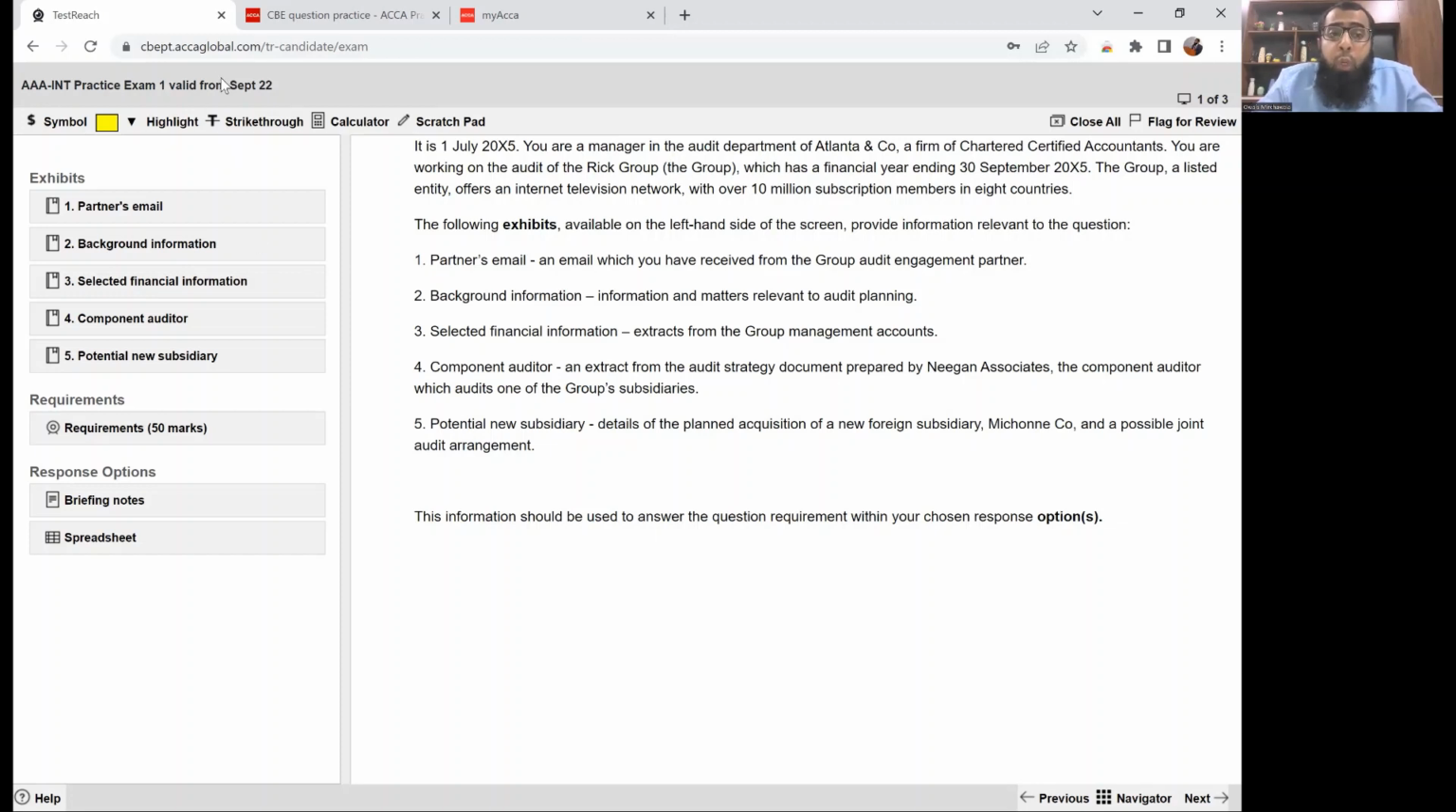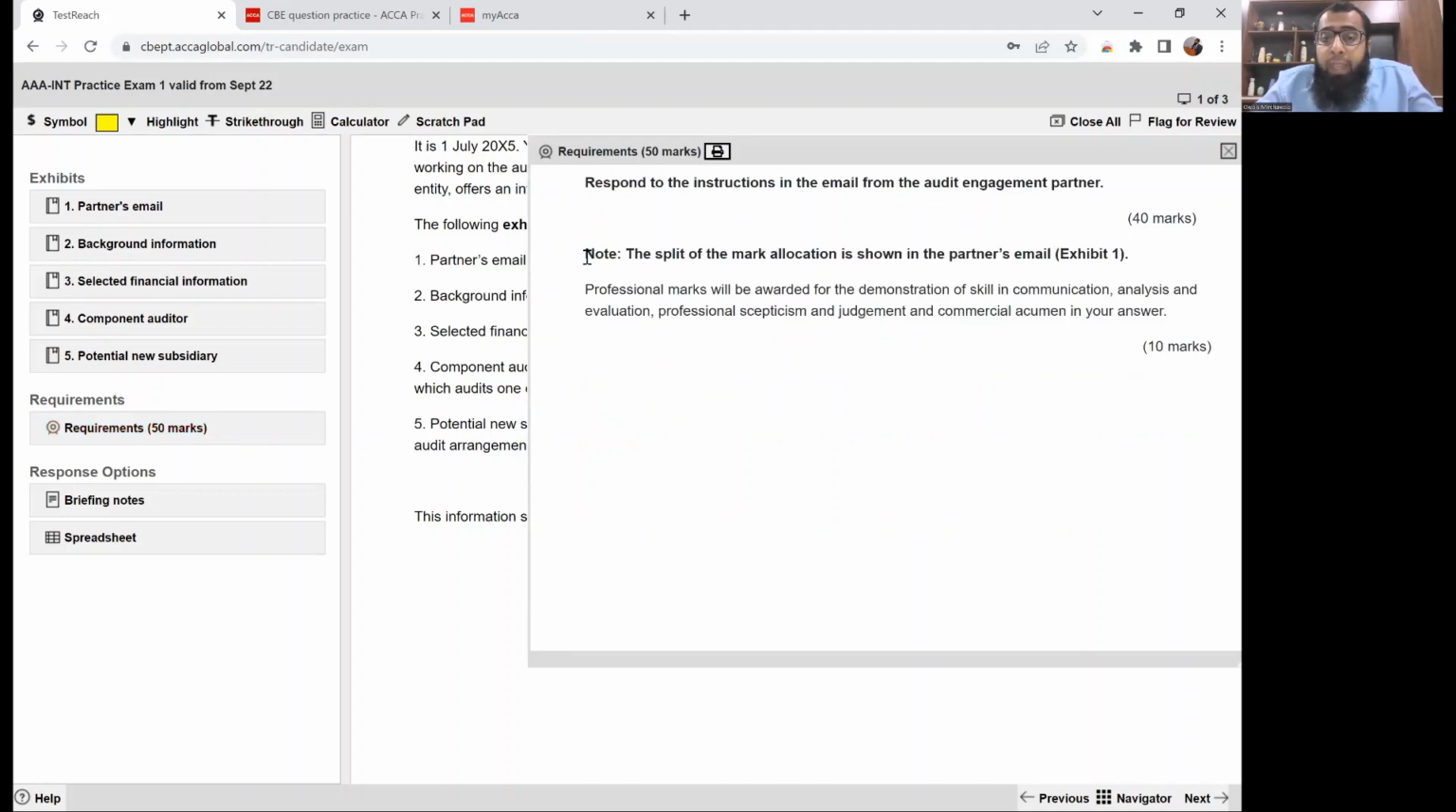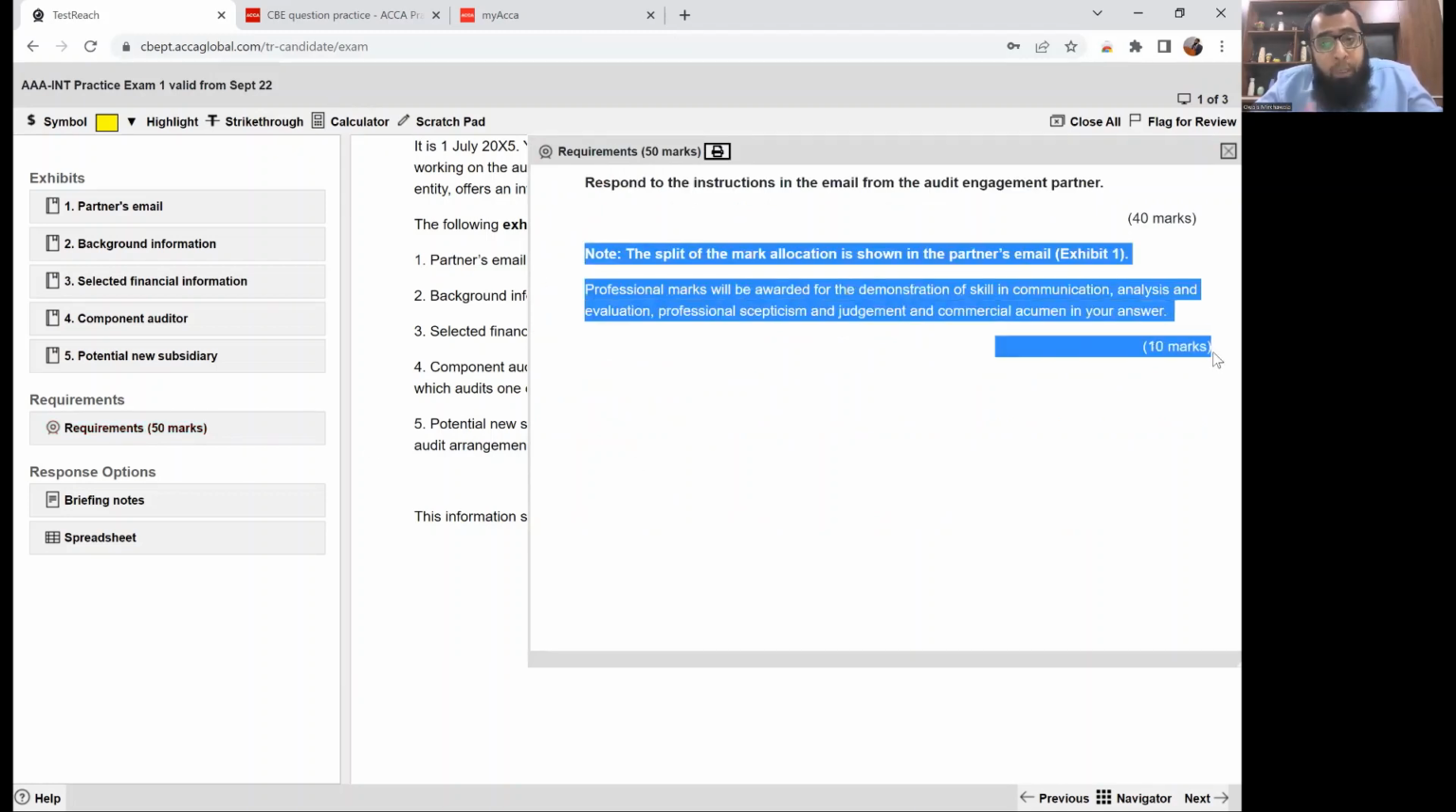I want you all to concentrate on this. ACCA International Practice Exam 1, valid from September 2022. Basically, the difference is that now you get 10 professional marks in question number 1, 5 professional marks in question 2, and 5 professional marks in question 3. The structure of the exam is the same. There are 3 questions. Question 1 is of 50 marks. Question 2 is of 25 marks. And question 3 is of 25 marks.